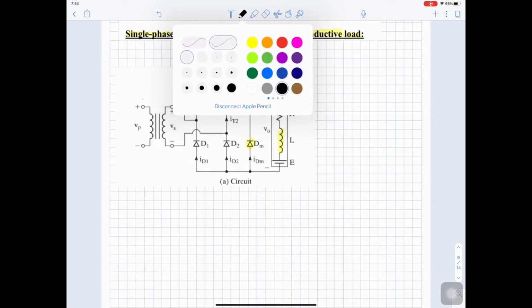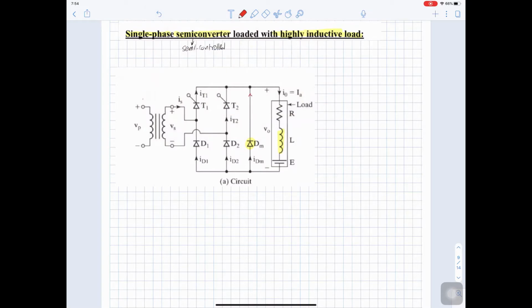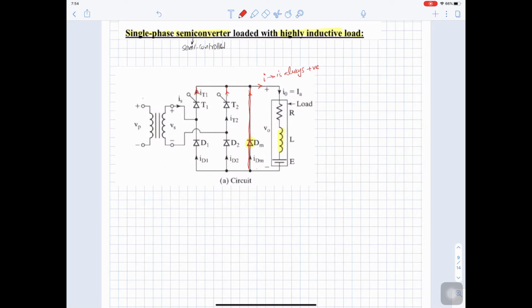If you look at the directions of the current, this is the current of the diode, the current of the thyristor, the current of the thyristor. All of these add together into one direction, so I is always positive. And having this freewheeling diode, if you have any negative voltage appearing here, the diode will turn on, removing this voltage and making it zero. Because of the freewheeling diode, the voltage is always positive.